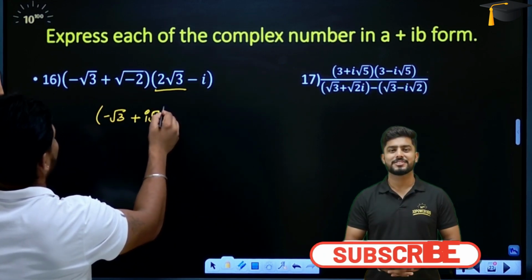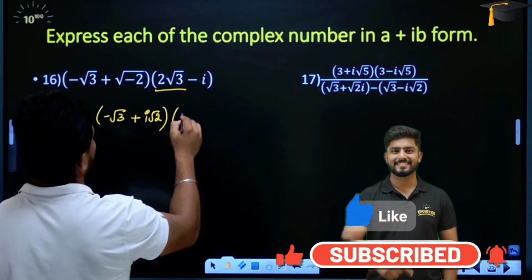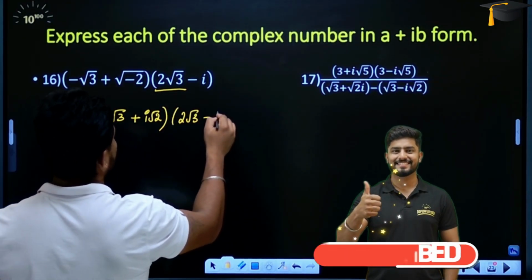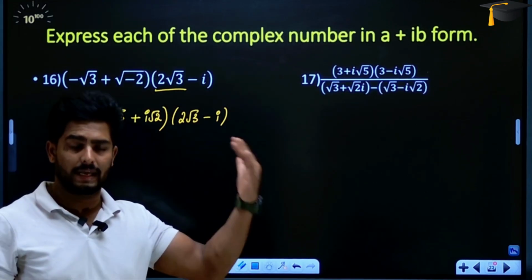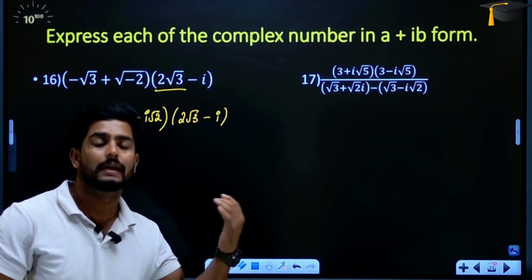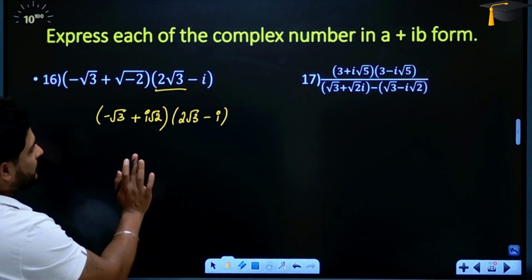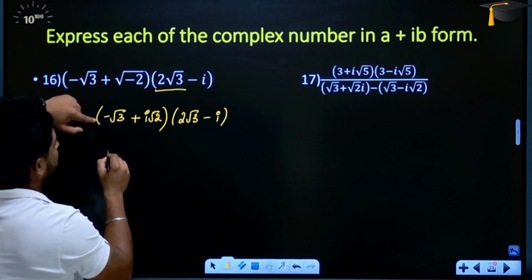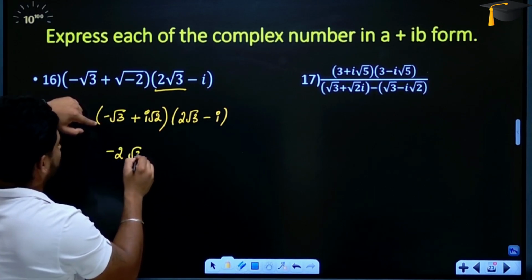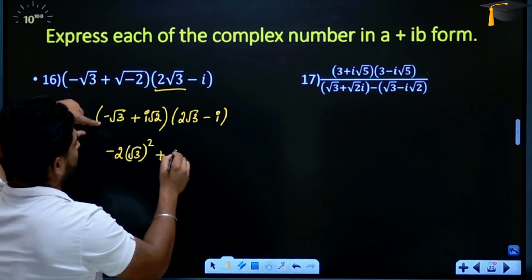This is i root 2 because to take the minus out of the root, I have written it like that. So it is 2 root 3 minus i. Why i root 2 is written here, children, I have explained in the previous video, why it becomes minus i. So if anyone has not seen it, just go and watch that. Now it is easy to calculate. Let's do this. Minus root 3 into 2 root 3 is minus 2 root 3 the whole square. Next plus root 3i.